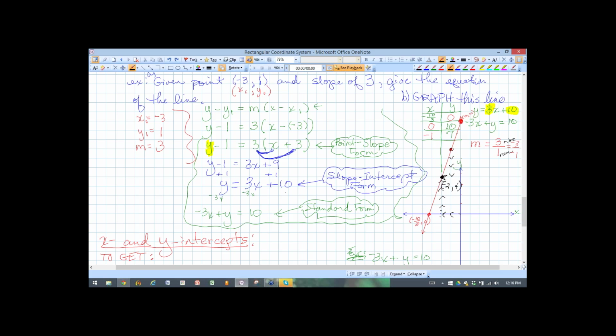Now, if you're not sure, how can you check? This is a cool part. Just like before, we can still check to see if something is a solution by plugging it in.